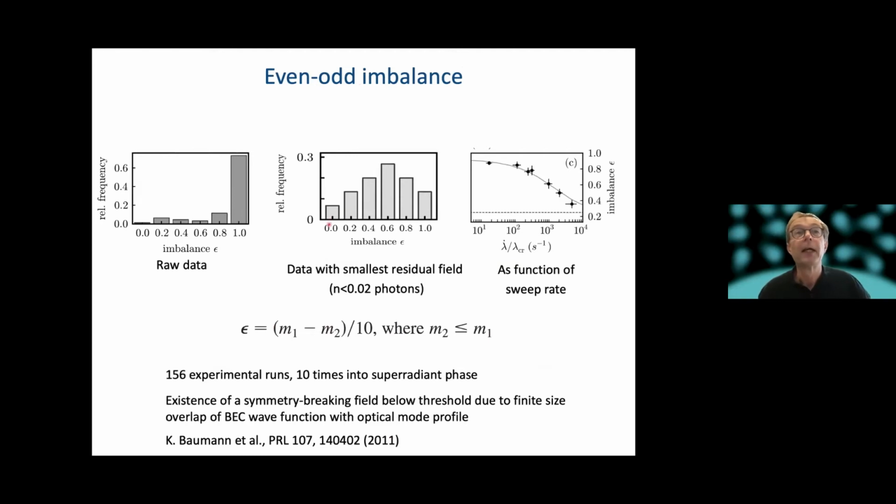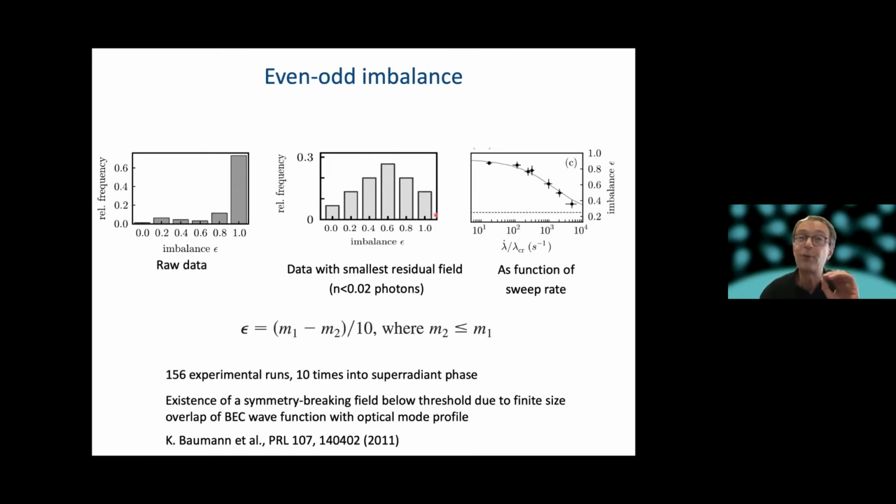Very good question. Okay, but if we do it slowly in and out and take all data, then we have a preference of one phase. And then since there can be residual light field scattering, if we post-select all the data where we have a minimal photon number, so the cavity field goes down to below 0.02 photons on average, then we see a fairly balanced distribution.